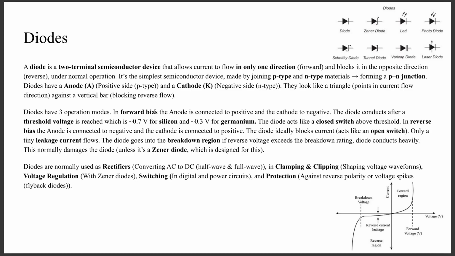Diodes have 3 operation modes. In forward bias, the anode is connected to the positive and the cathode to the negative. The diode conducts after a threshold voltage is reached. The diode acts like a closed switch above the threshold.